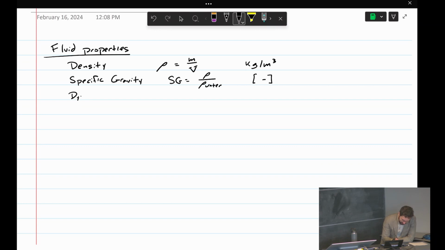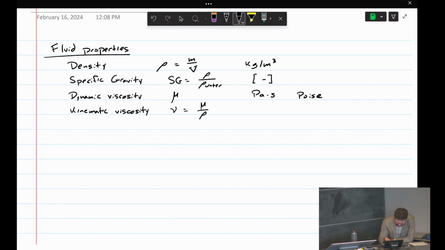We have dynamic viscosity. That is mu. That has units of pascals times seconds, or sometimes it's given in units of poise. We also talked about kinematic viscosity. We said that was nu, equals mu over rho. That has units of meters squared per second.